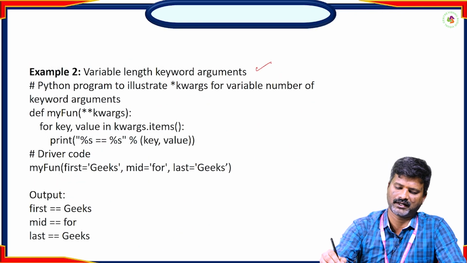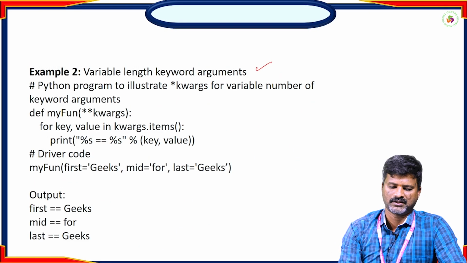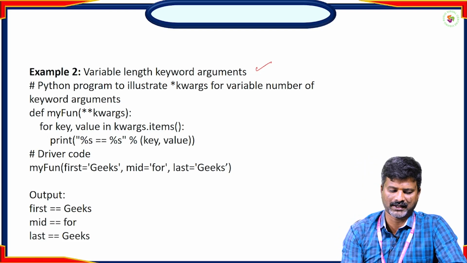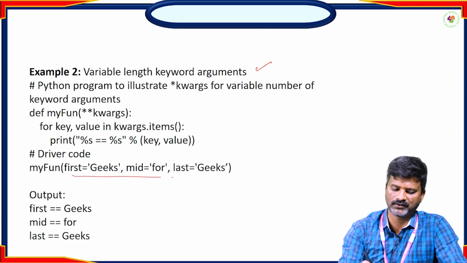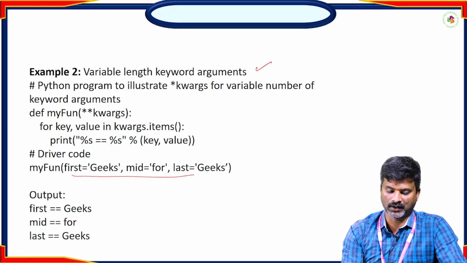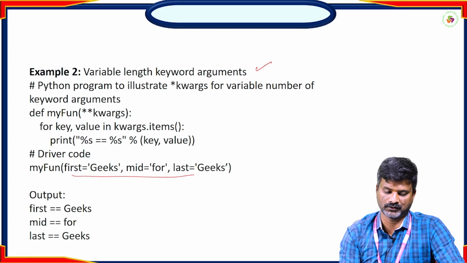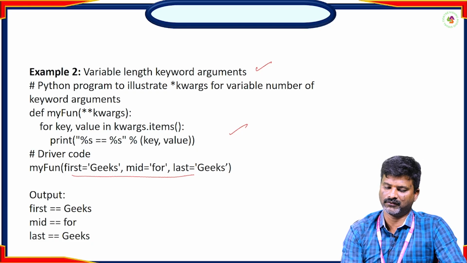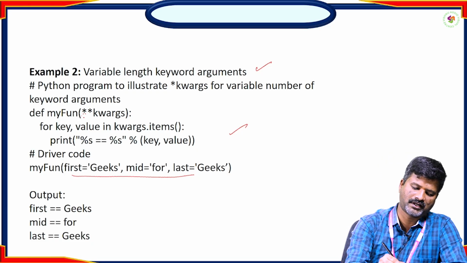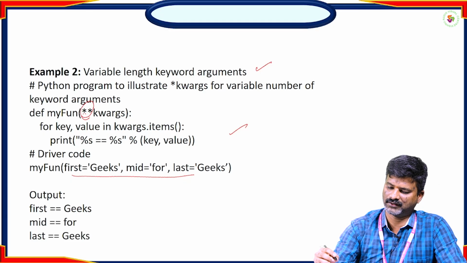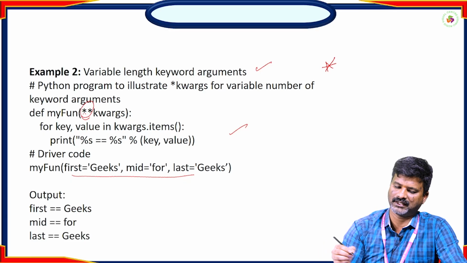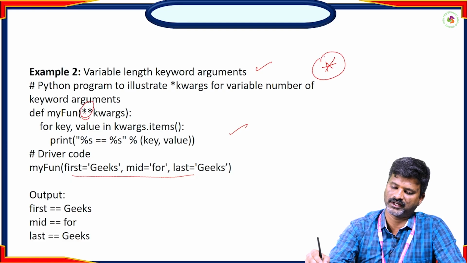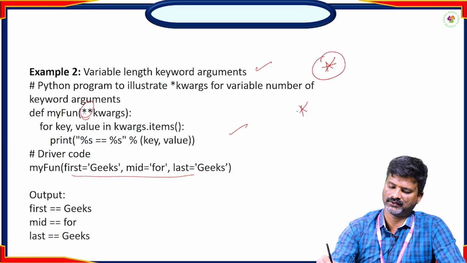Then the second one is variable length keyword arguments. Variable length keyword arguments are nothing but passing with names. For example, in advance I don't know how many keyword arguments I want to pass. In that situation, we use this. Whenever you want to use variable length keyword arguments, you need to use a double star. Previously, for variable length non-keyword arguments we used a single star. For variable length keyword arguments we use a double star before the variable name.